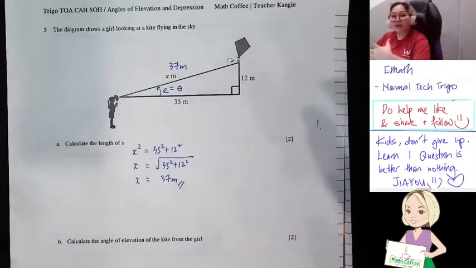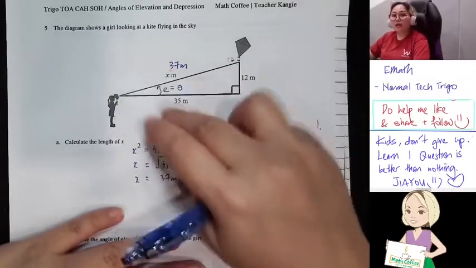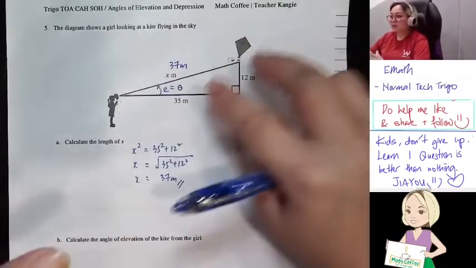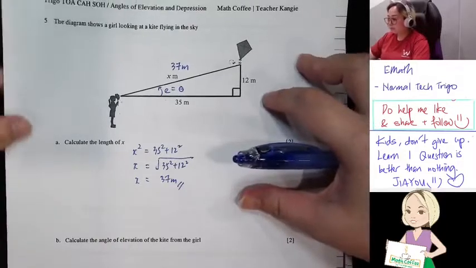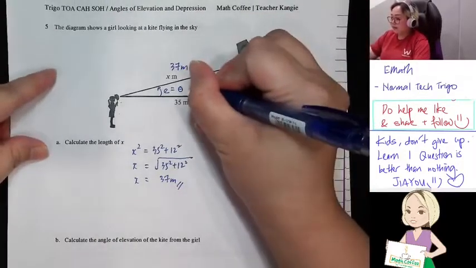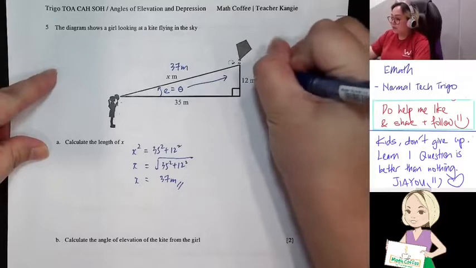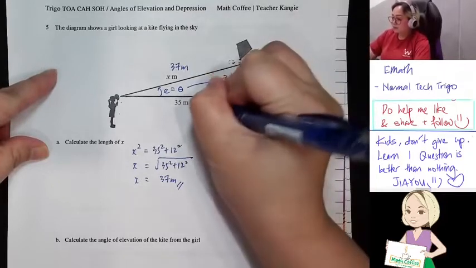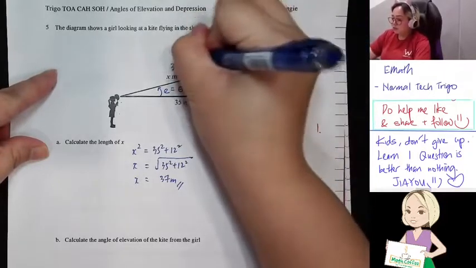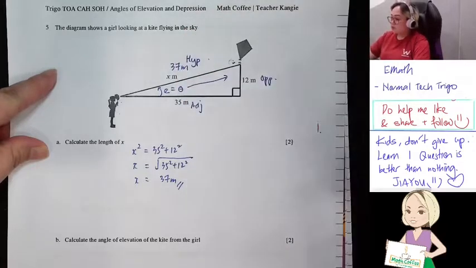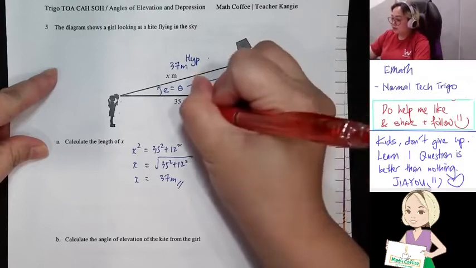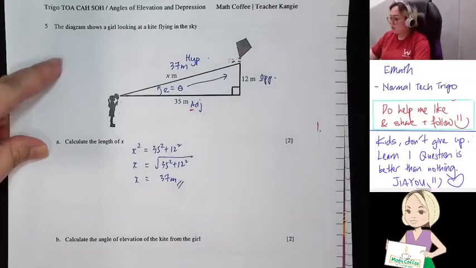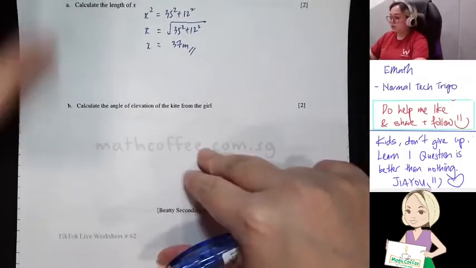But later, for demo purpose, I'm going to use tangent now. Later I will show how to use CAH and SOH to do the same question. Based on this angle that I'm supposed to find, this will be my opposite, this will be my adjacent, and this will be my hypotenuse. I'm given 12, which is opposite. I'm given 35, which is adjacent. So this is TOA. So we will use tangent to solve this.